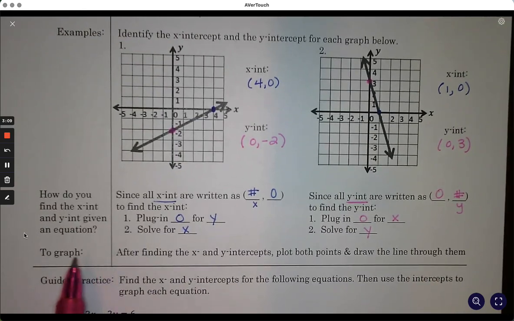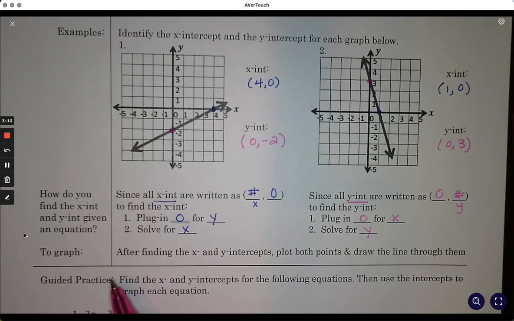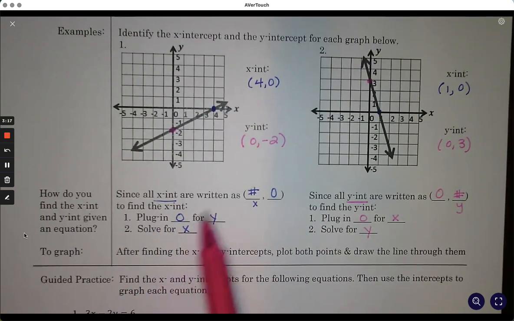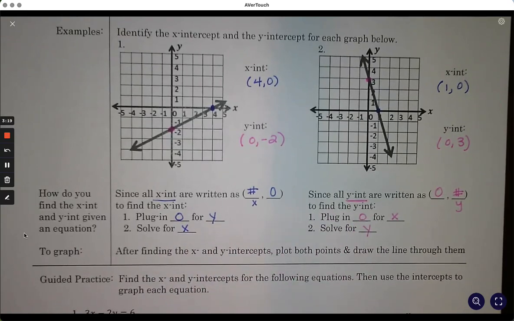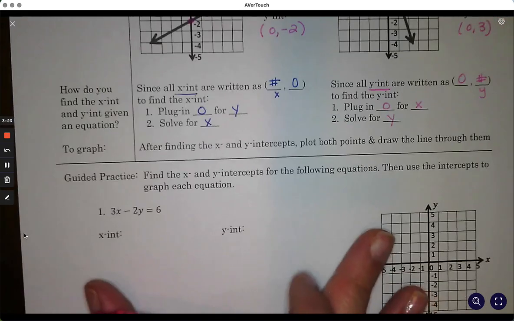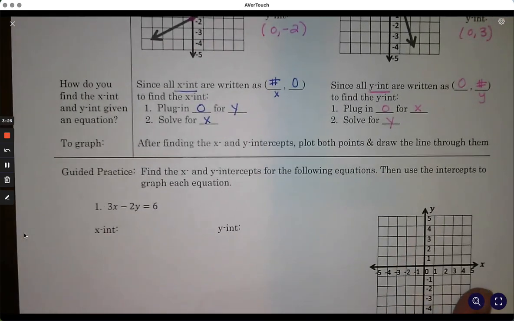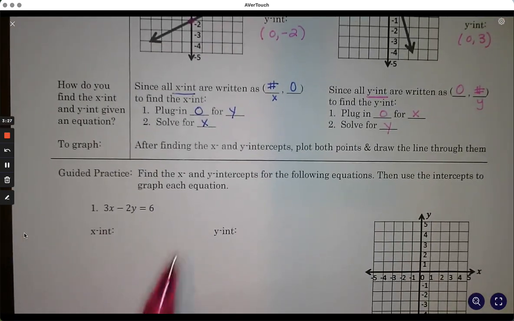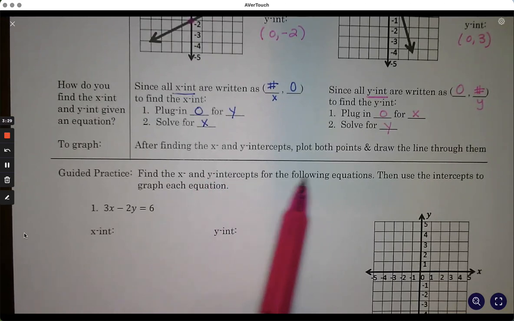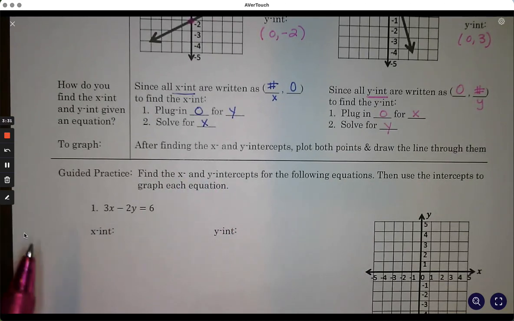Okay? If you're given the intercepts and you're asked to graph it, plot your intercepts, connect the dots. Okay? So, a couple examples because I don't think you guys need this very long. Find the x and the y-intercepts for each of the following equations. Use the intercepts to graph.